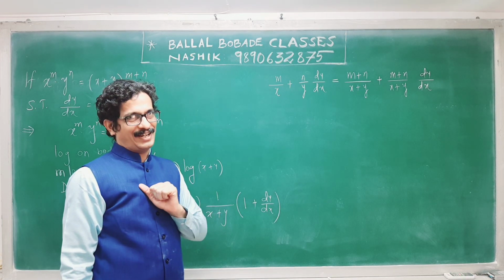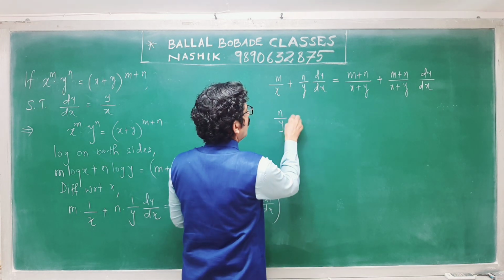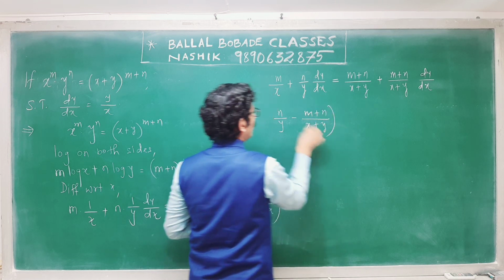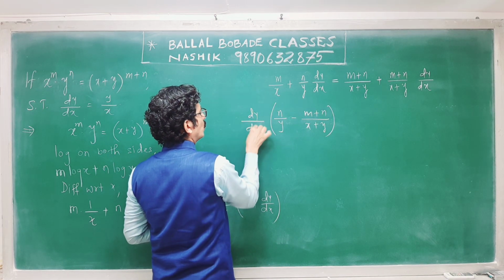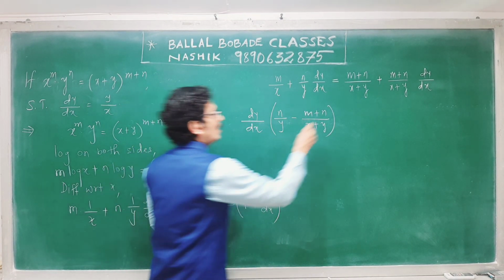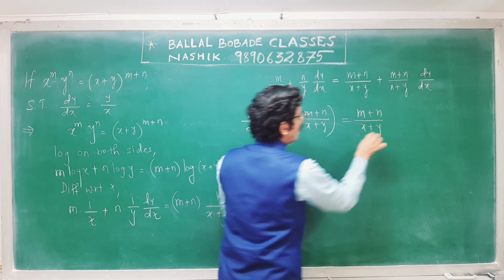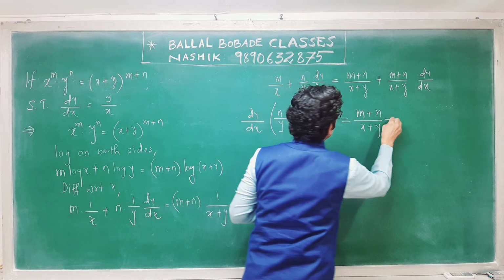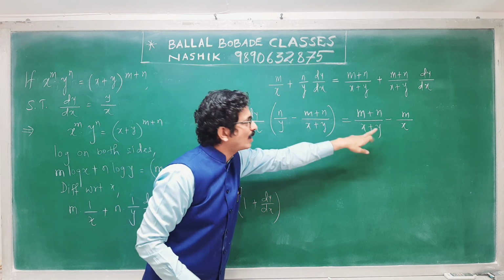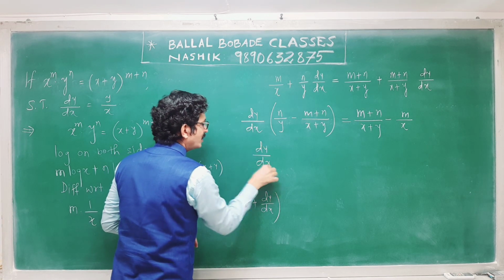to the other side. Okay, now n upon y is with dy by dx, minus (m plus n) upon (x plus y) dy by dx. Have a look. This one as well as this term are clubbed together, which is equal to, you have (m plus n) upon (x plus y), this term, and minus m upon x. Why minus? Because a positive term when it goes to the other side becomes a minus. Simplify. Keep dy by dx as it is.